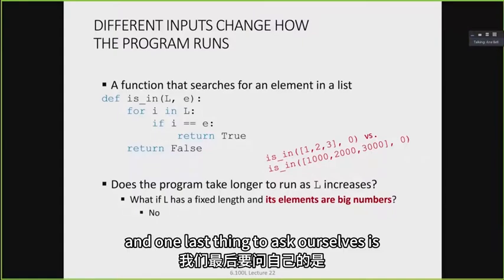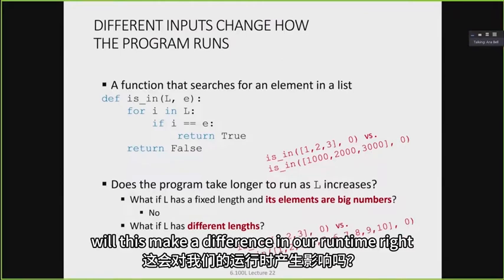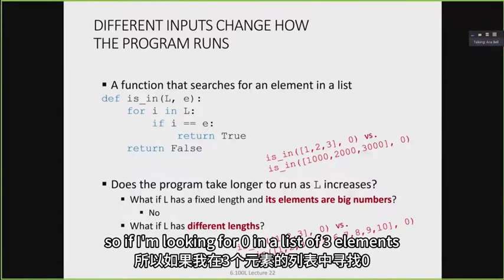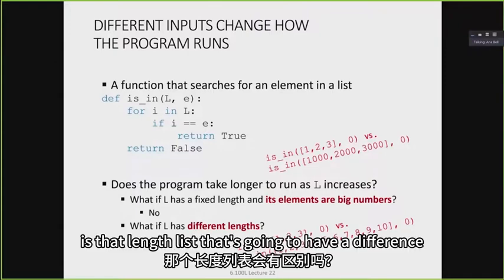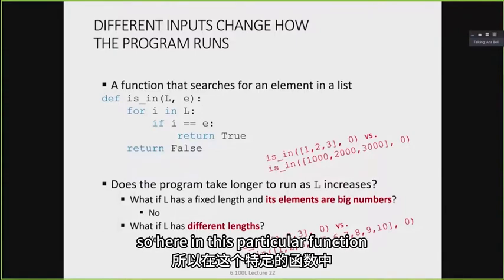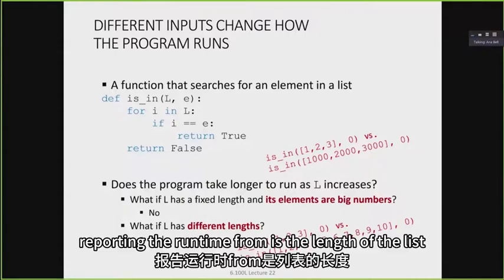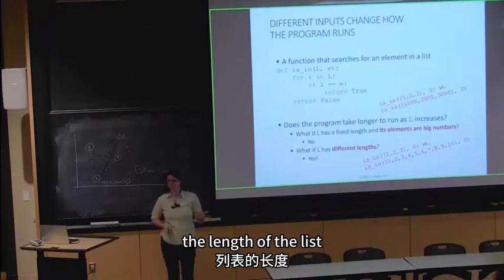And one last thing to ask ourselves is, what about the length of the list? So if L has different lengths, will this make a difference in our runtime? If I'm looking for 0 in a list with 3 elements, or 0 in a list with 10 elements, where clearly that 0 is nowhere to be found, is that list length going to make a difference? Yeah, in this case it will, exactly. So here in this particular function, the input I'd be interested in reporting the runtime from is the length of the list. Not the elements in the list, not E itself, but the length of the list.